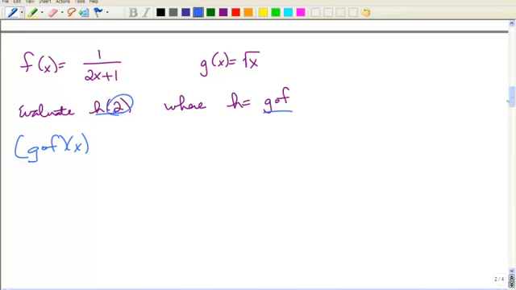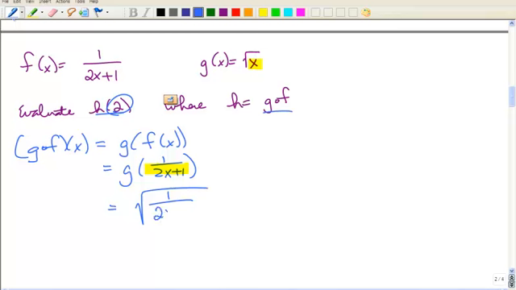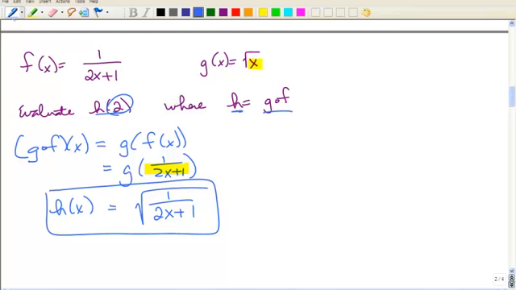All right, so this is g of f of x, and then what is f of x? All right, so that means I'm going to go to my g function, and in place of x, I'm going to replace it with this fraction of 1 over 2x plus 1. So this is going to be the square root of 1 over 2x plus 1. So that's really h of x. All right, that's what they're defining that as.